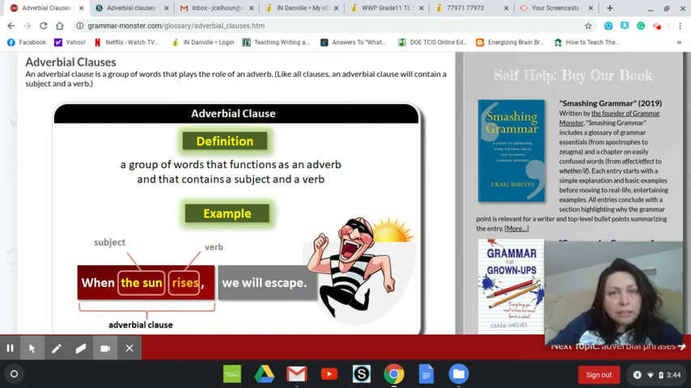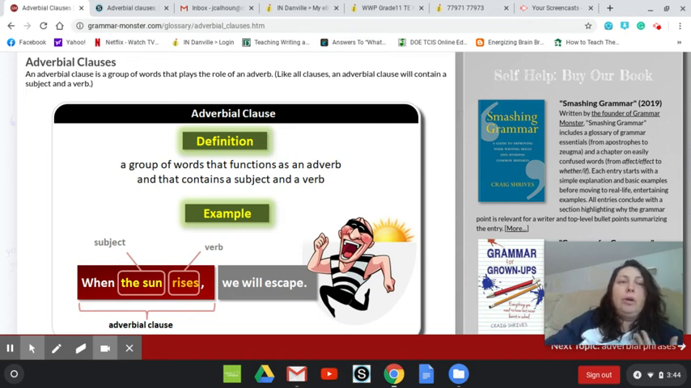Those are dependent. So if I just said, although she eats, you'd be like, what? So those are dependent clauses. Still has a subject and a verb, she eats, but is dependent on another clause, an independent clause, to complete it or to complete the thought.